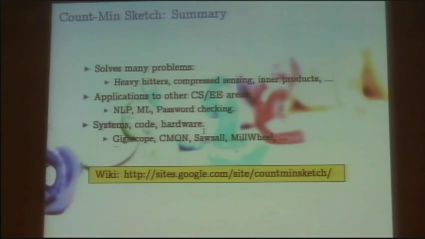It turns out that this particular sketch has been used for solving the heavy hitters problem, as I mentioned, and compressed sensing. It can be used for estimating inner products and join sizes, and over the last few years it's found a lot of curious applications, including natural language processing and machine learning applications. There's a very cute application to password checking that got New York Times coverage. And it turns out that people are actually building systems with it. I worked on Gigascope as a system at AT&T, but there are other systems like CMON at Sprint, and Sawzall and Millwheel from Google.